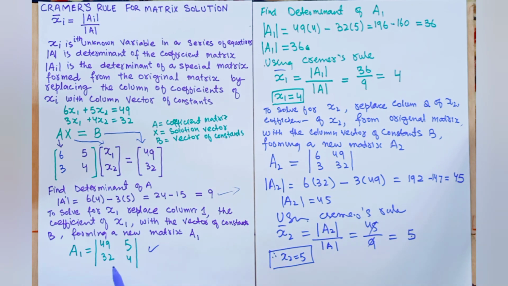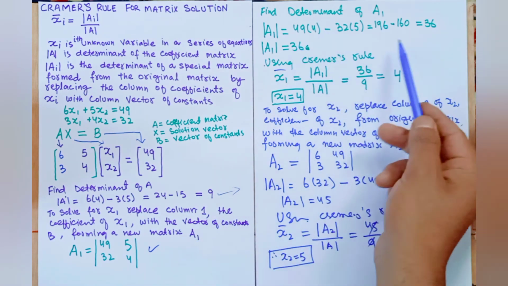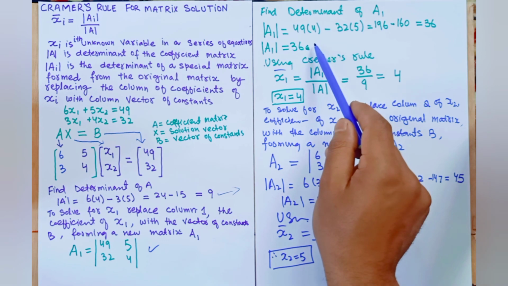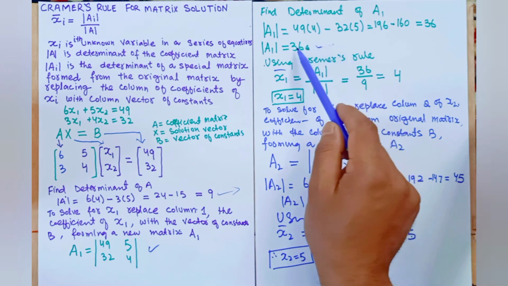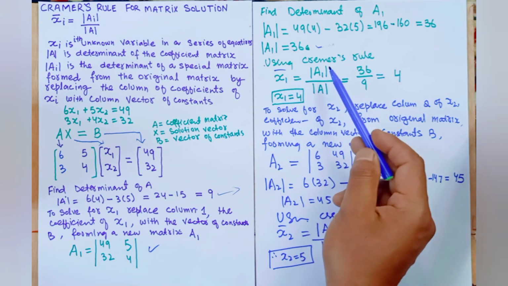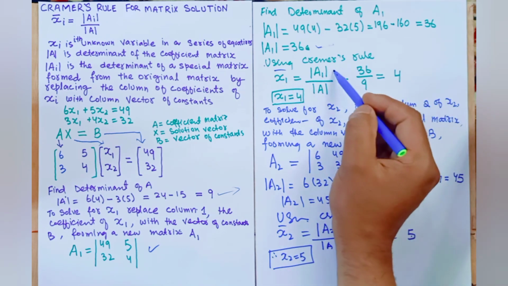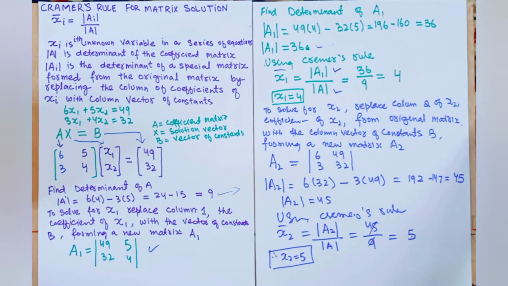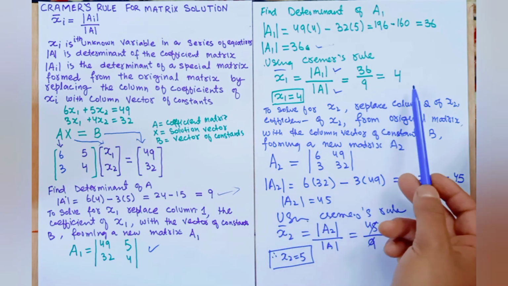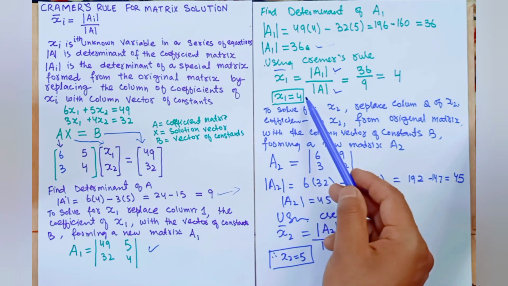Now we have to find the determinant of this new matrix. As we have seen, we multiply these two terms, and from it we subtract these two terms. So the determinant of A1 is 36. Now using Cramer's rule, which says x1 is equal to the determinant of the new matrix divided by the determinant of the original matrix, that is 36 divided by 9. So this is 4. Now the value of x1 is 4.